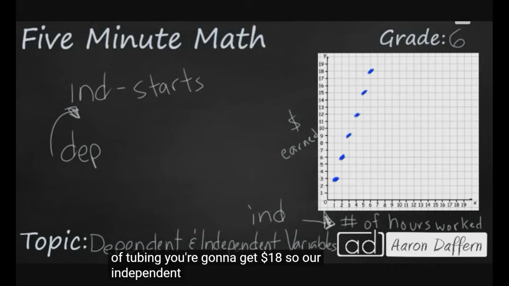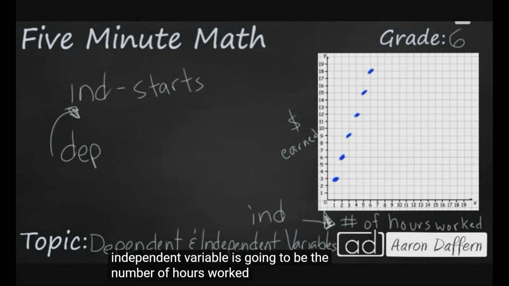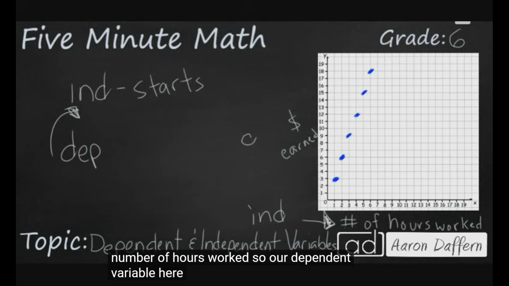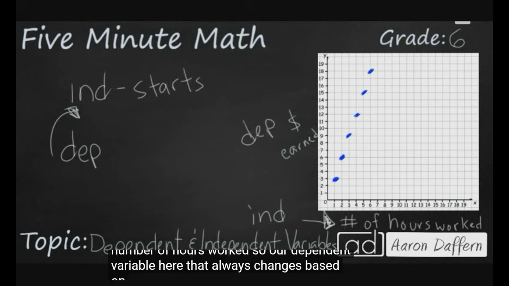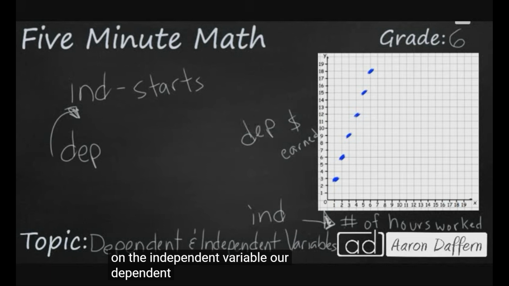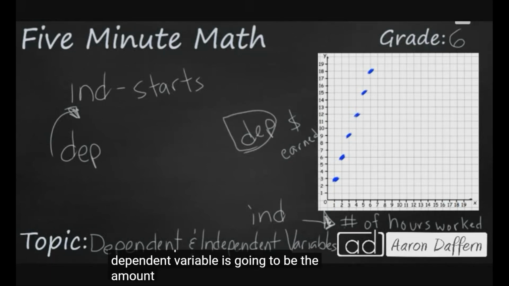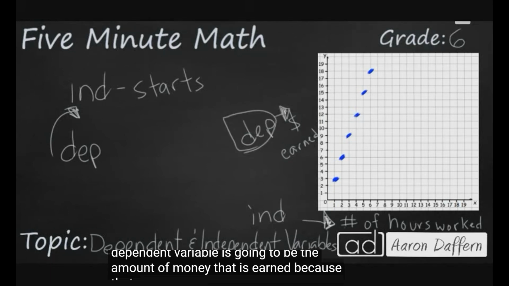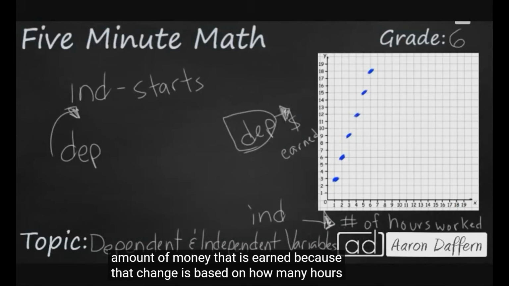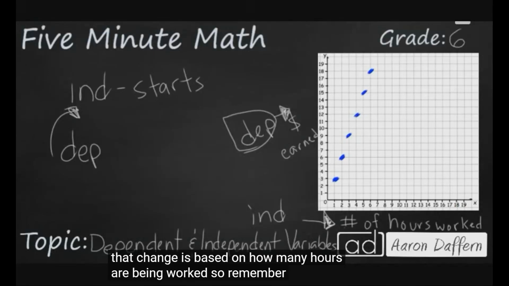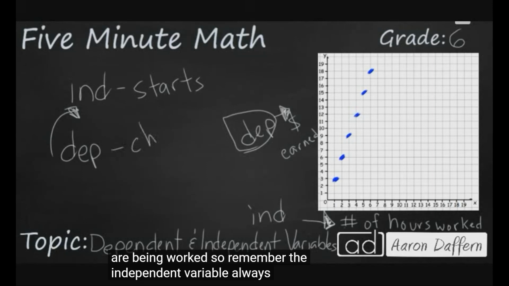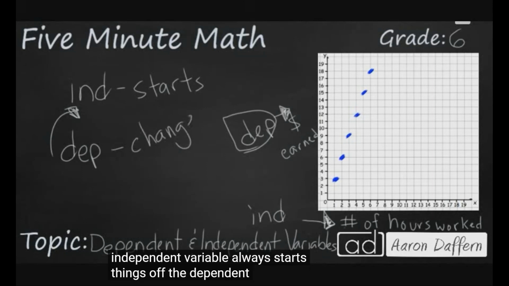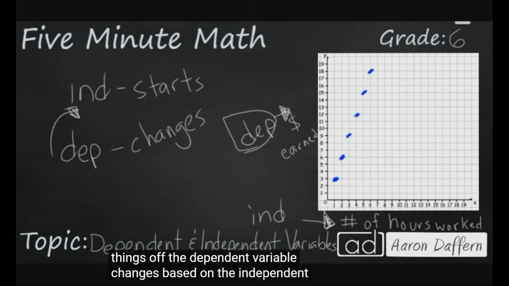So our independent variable is going to be the number of hours worked. So our dependent variable here, that always changes based on the independent variable. Our dependent variable is going to be the amount of money that is earned, because that changes based on how many hours are being worked. So remember, the independent variable always starts things off. The dependent variable changes based on the independent variable.